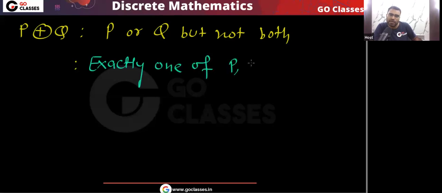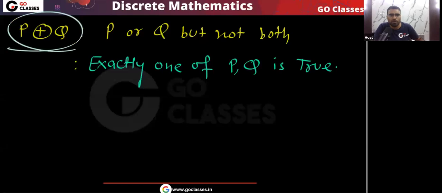Again, I'm telling you that this P XOR Q simply means P or Q, but not both. I can also say that this simply means exactly one of them is true. Is this point clear? Not more than one, not less than one. Exactly one of them is true. So this is your P XOR Q. Very simple. I hope this point is clear.